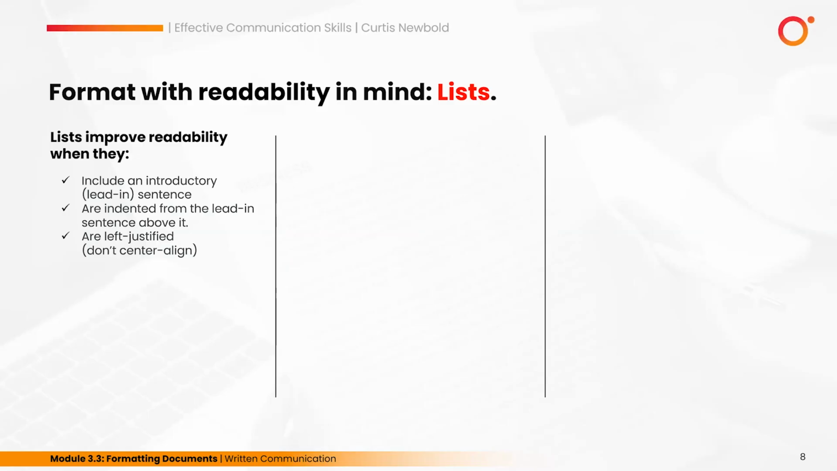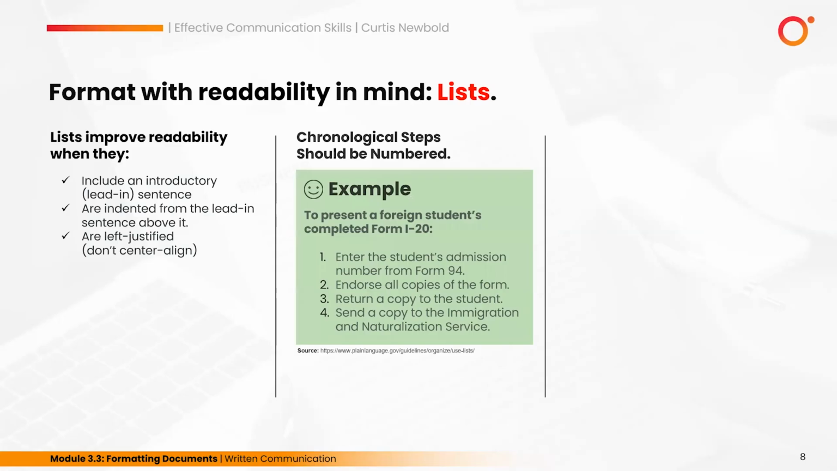Second, you want to have the list indented from the lead-in sentence above it. So lists should be set apart in terms of the margin and spacing from the paragraph above it. And then also, they are left justified. You don't want to center align a list. You want to make sure it's left justified.